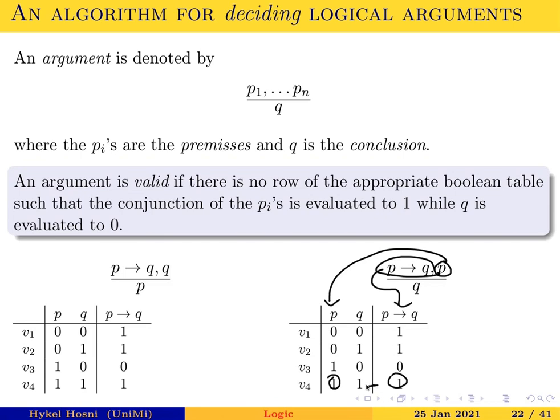And in that unique valuation that satisfies the premises, Q is evaluated to 1. So yes, this is a valid argument. Okay? So that's the idea. It's a very, very powerful idea, and to some extent it is exactly what Leibniz dreamt of.